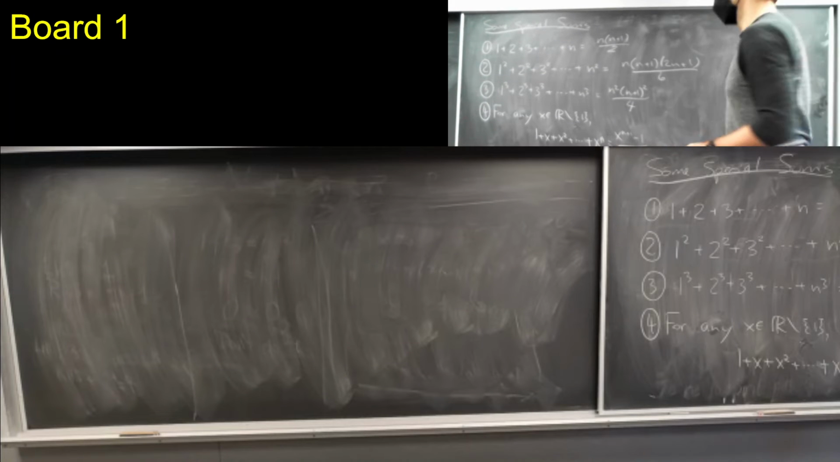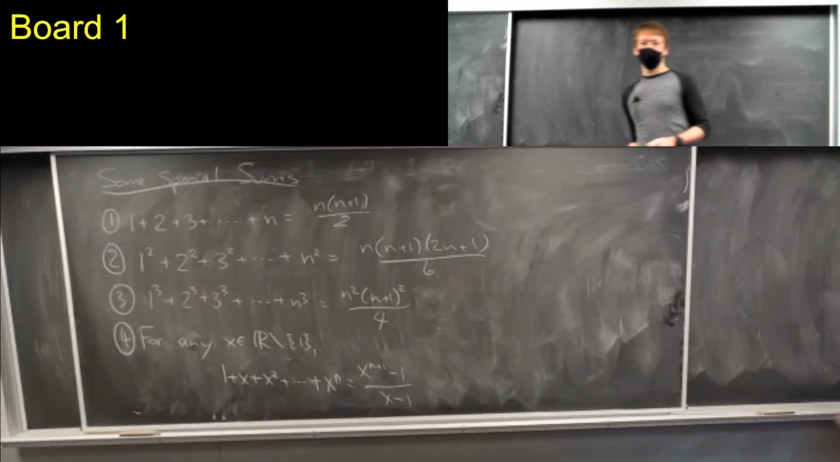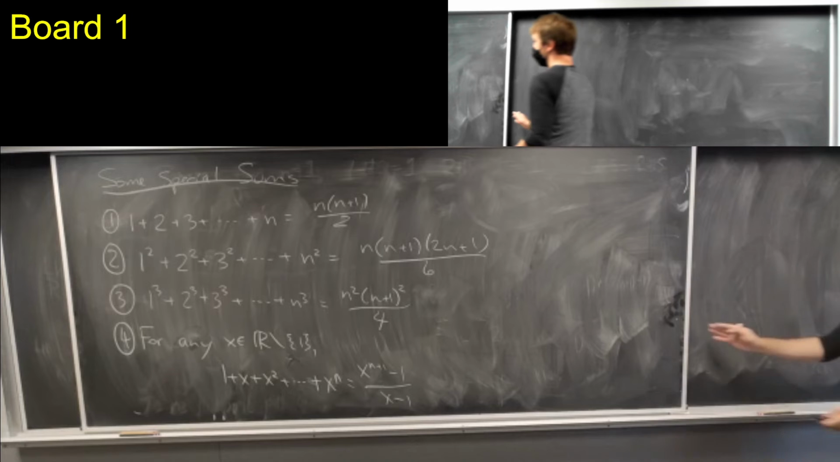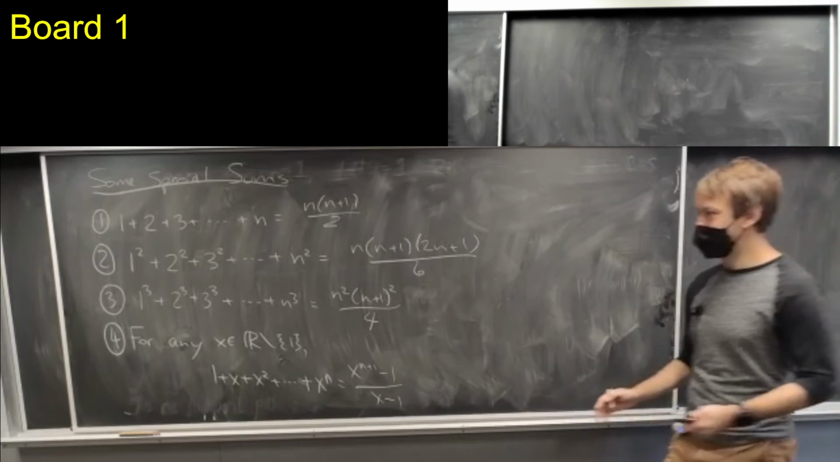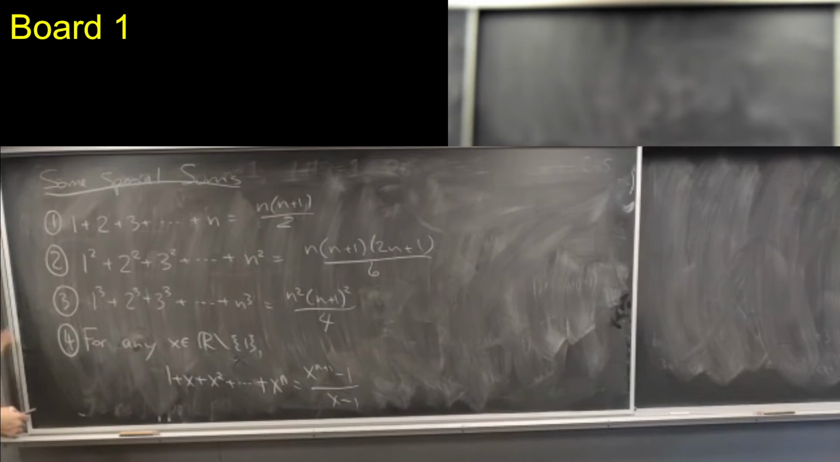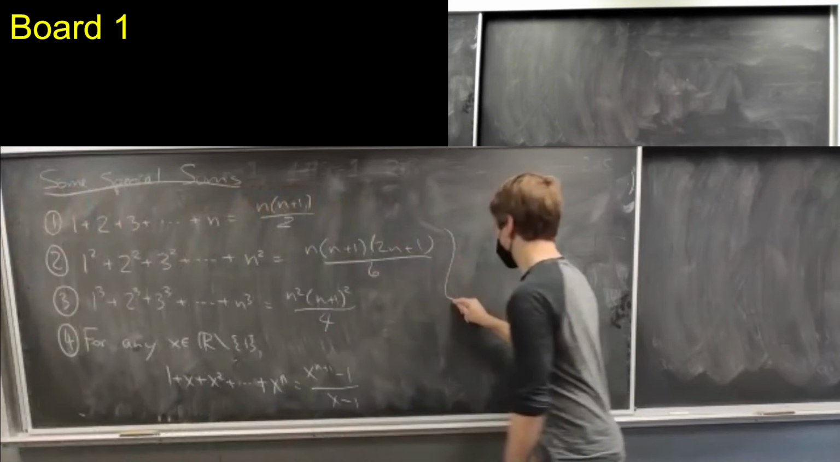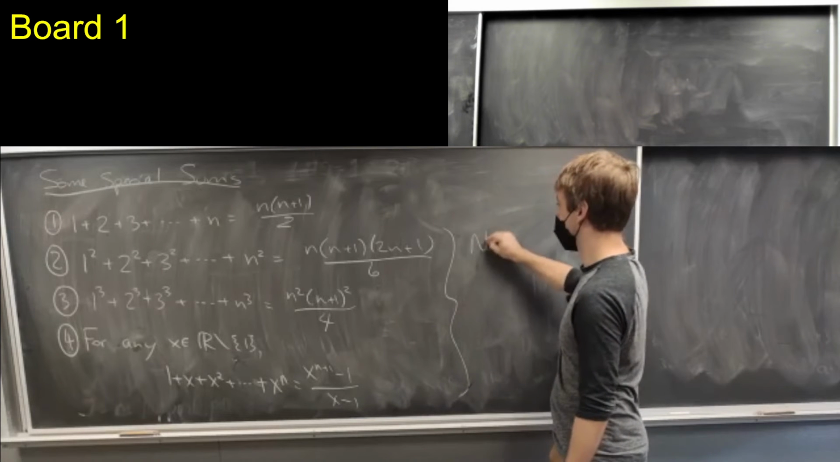So let me tell you about, well, okay, here I've just written down some mathematical facts. The first one we actually proved already. I think this was our first example of induction. If you add up the numbers from 1 to n, you get n times n plus 1 over 2. These ones are all very similar. So these are not hard to prove.